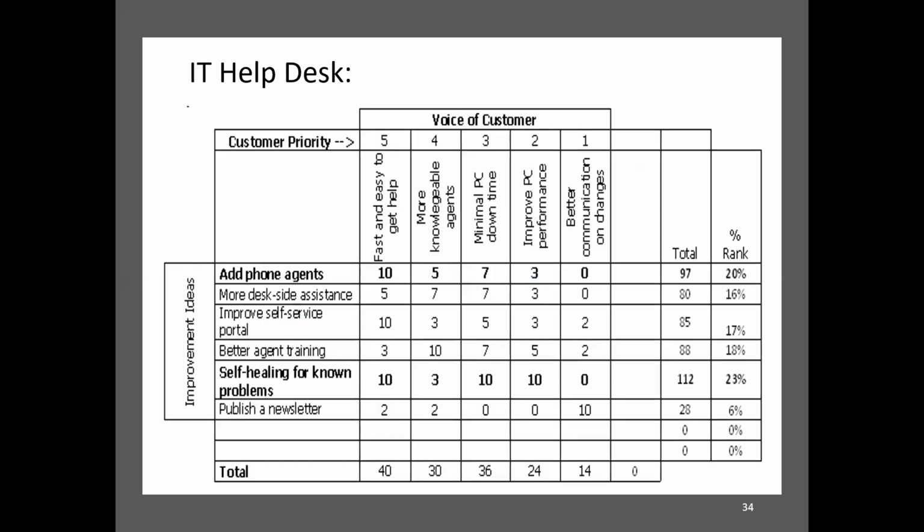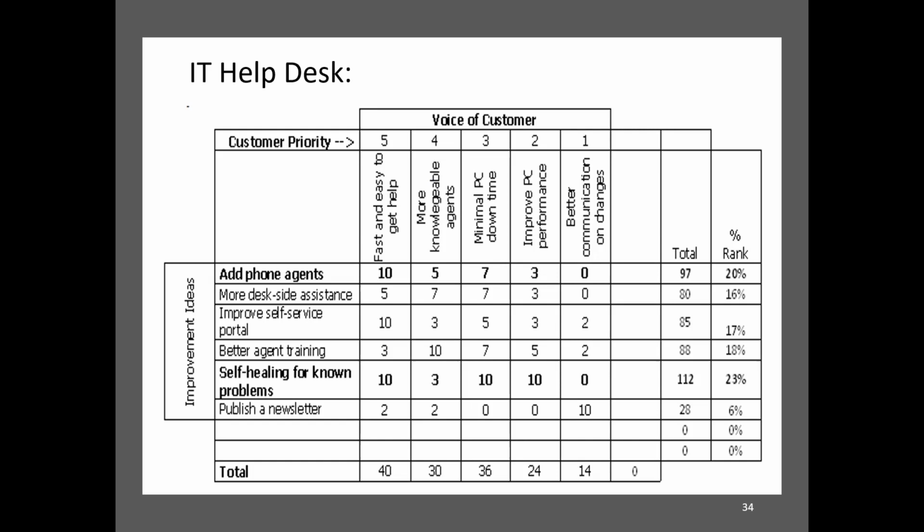So let's say voice of the customer, IT help desk. We could all relate to that. The voice of the customer is, I need fast and easy to get help. And I might get these things through a survey. What's the most important to you when you call the help desk? Well, I want to make sure that I get fast and easy help. I want more knowledgeable agents. I want minimal PC downtime. I want to be able to improve my PC performance. I want better communication on changes. So here's the priority: high priority is 5, 4, 3, 2, 1. And that's from a customer survey, asking your customer, voice of the customer stuff, right?